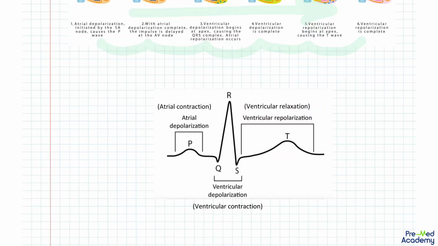This first part, right here in the ECG, is called the P wave. It happens because of atrial depolarization, or atrial contraction. This second part here is called the QRS complex, and it happens because of ventricular depolarization, or ventricular contraction. Now so far this makes sense. The atria, we know, contract right before the ventricles.